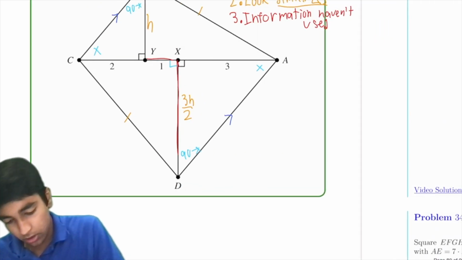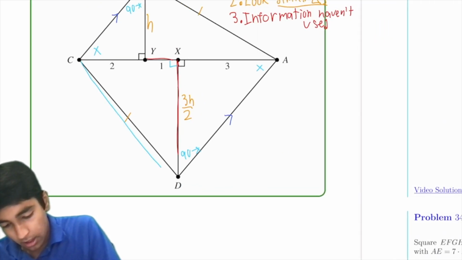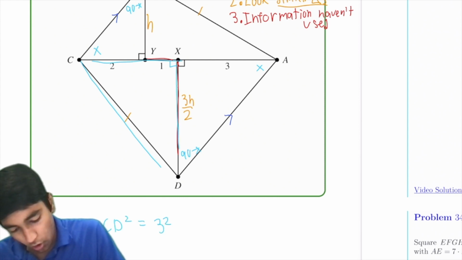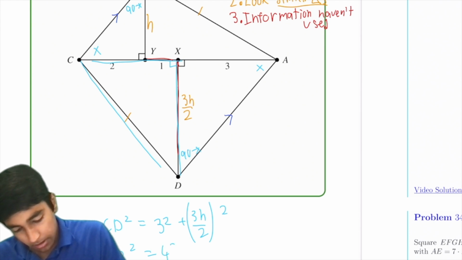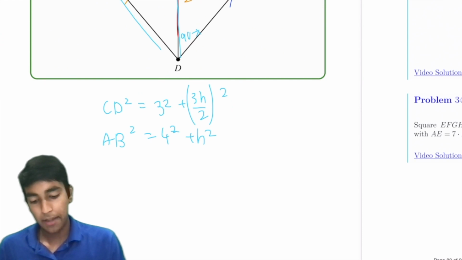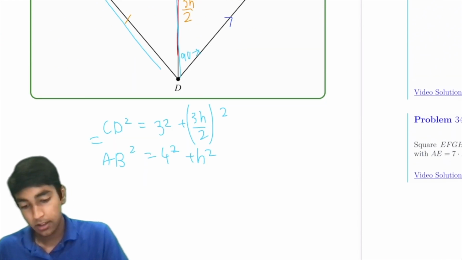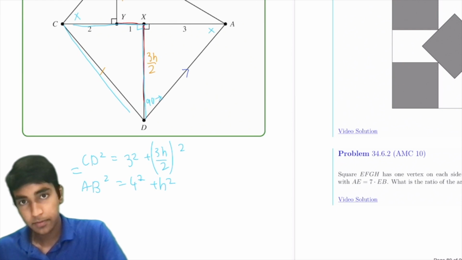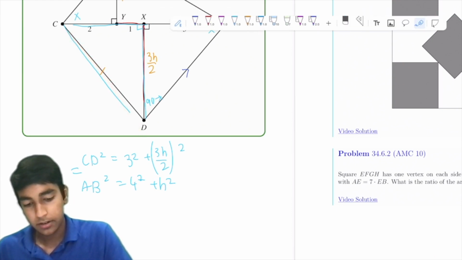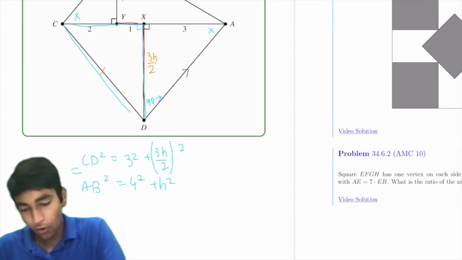So CD by Pythag theorem is: CD squared equals 3 squared plus (3h over 2) squared. AB squared equals 4 squared plus h squared, right? By Pythag theorem. And we know these are equal because CD equals AB, because it's an isosceles trapezoid. So then we just set these two quantities equal and solve.